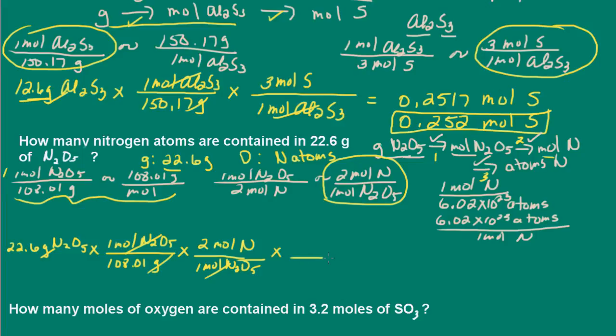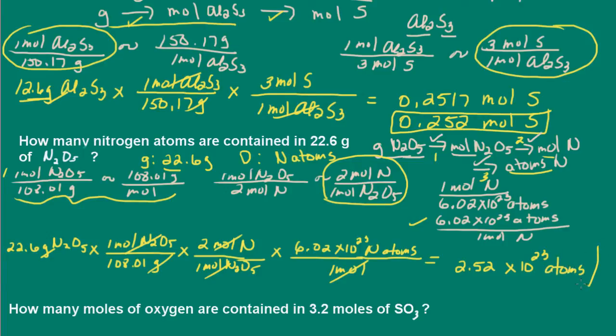And then finally, now that I'm in moles of nitrogen, I can convert that to the number of atoms. So I want to use the second conversion factor right here, 6.02 times 10 to the 23rd nitrogen atoms in 1 mole. And of course, mole cancels out. And then we do the calculation, and I end up with 2.52 times 10 to the 23rd nitrogen atoms.